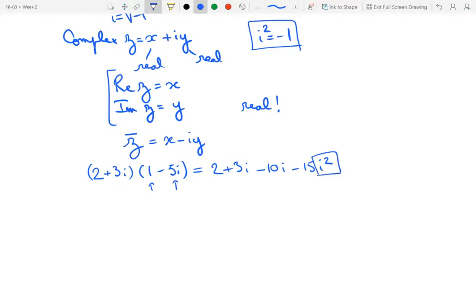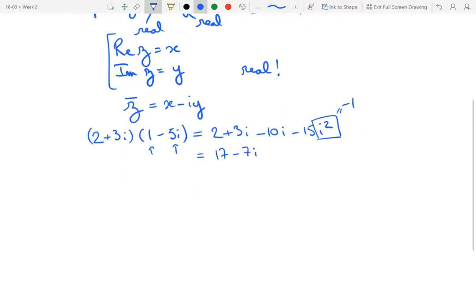And again, here we're going to use the fact that i squared is equal to -1. And we simplify and we obtain 2 plus 15 for the real part, that's 17. And for the imaginary part, we have -7i. So that's how you multiply complex numbers. Dividing complex numbers is a little trickier. We have to use a bit of a trick to be able to do that.